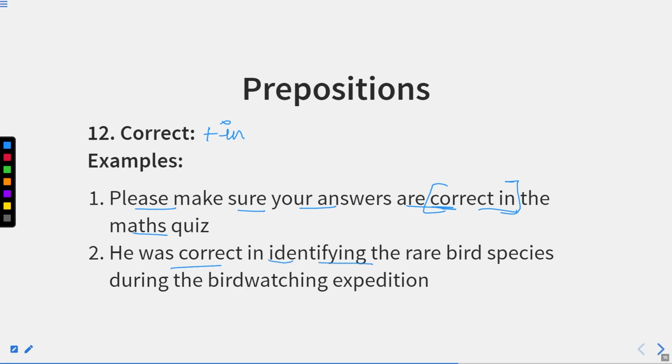He was correct in identifying the rare bird species during the bird watching expedition. Now, expedition refers to quickly glancing over something. So he was correct in identifying. It means he was true in identifying, he was right in that, or he was the right person to do that particular thing. So he was correct in identifying the rare bird species during the bird watching expedition, or any type of exhibition or execution like this. So let us move to the next one.